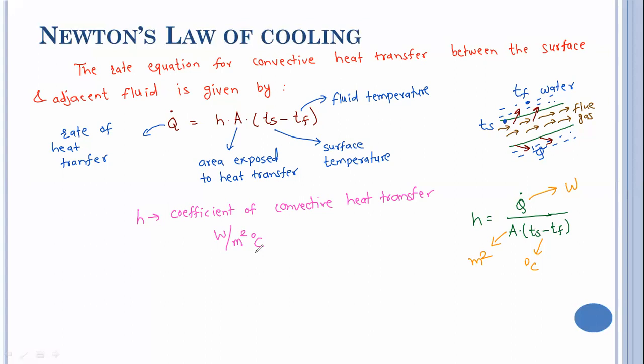Basically it tells you the rate of convective heat transfer is directly proportional to what? It is directly proportional to the area which is exposed to heat transfer as well as to the temperature difference of surface and fluid. Then you can take a constant, that is H. H is called the coefficient of convective heat transfer, and please remember the unit.